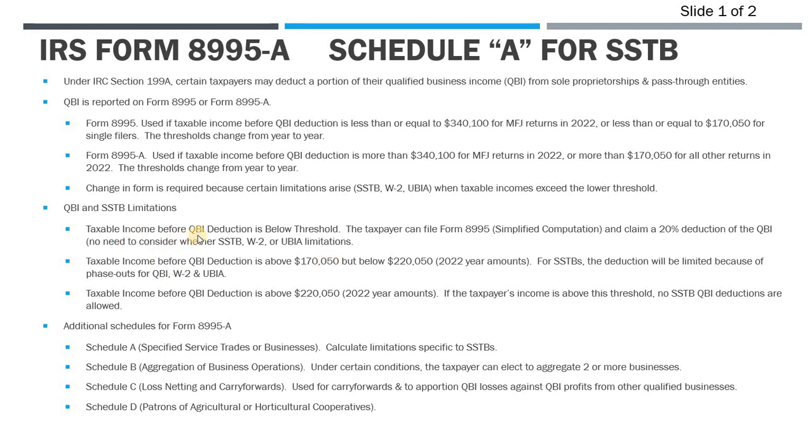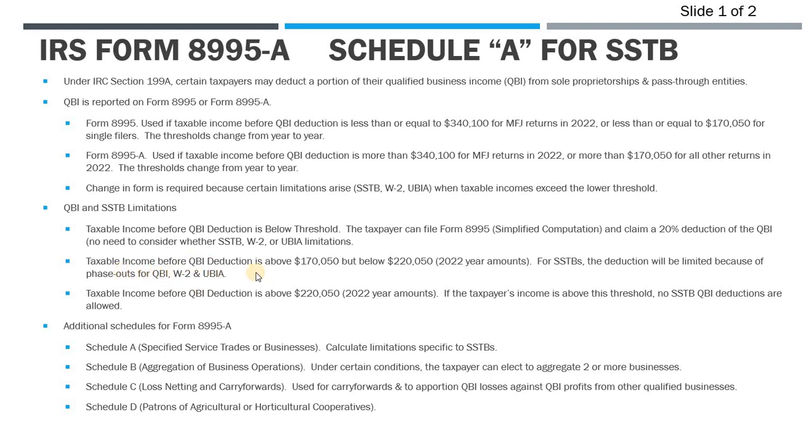When your taxable income before the QBI deduction is below that threshold, again, the taxpayer can simply file the 8995 and claim the 20% deduction. It wouldn't matter that the business interests were SSTBs. Even if it's an SSTB, if your income is below that threshold, you can still file the 8995, claim the deduction, and again, you don't have to worry about W-2 or UBIA limitations. So a very straightforward computation.